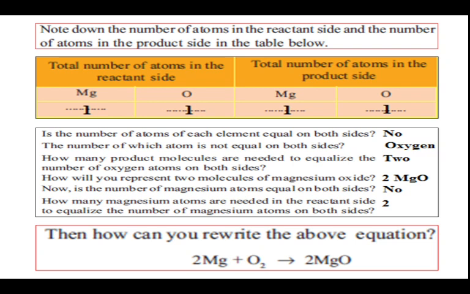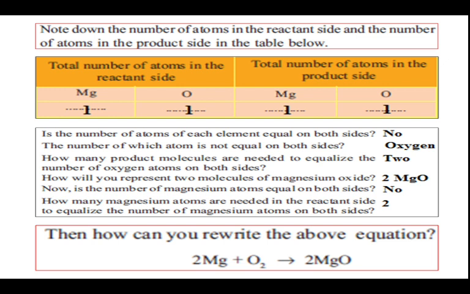Now, note down the number of atoms in the reactant side and the number of atoms in the product side. Is the number of atoms of each element equal on both sides? No. The number of which atom is not equal on both sides? Oxygen. Then how many product molecules are needed to equalize the number of oxygen atoms on both sides? It is 2. How will you represent 2 molecules of magnesium oxide? By putting 2 before MgO.